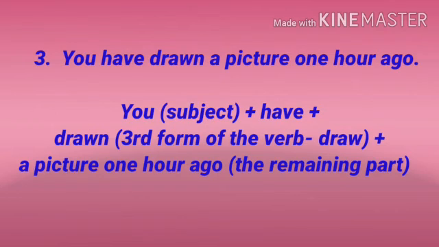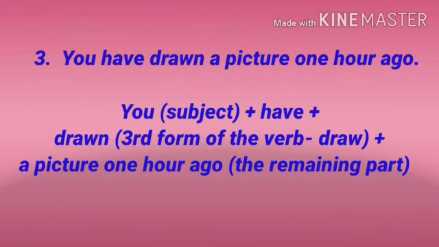Now third example, you have drawn a picture 1 hour ago. You, the subject, have, then drawn. Here the verb is draw. So the third form of the verb draw is drawn. Then the remaining part is a picture 1 hour ago.